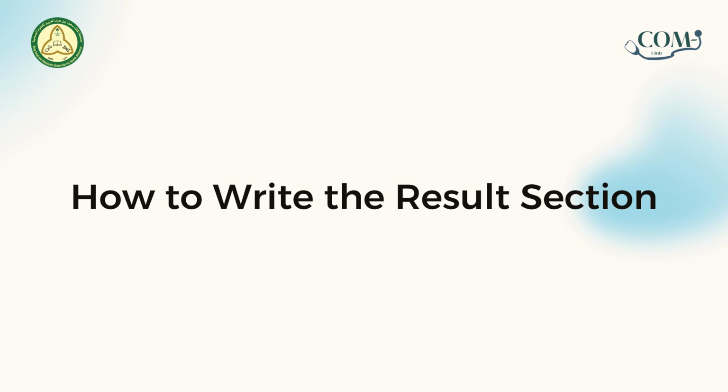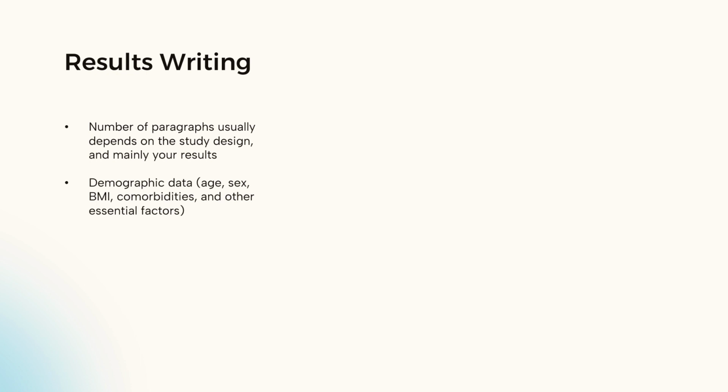In this video I'll explain how to write the result section. So the number of paragraphs usually depends on the study design and mainly on your results. So if you have more results, you'll write a longer result section. If you have less results, you'll write a shorter result section. So you want to include the demographic data, age, sex, BMI, comorbidities, and other essential factors.